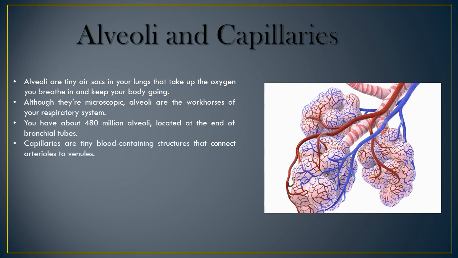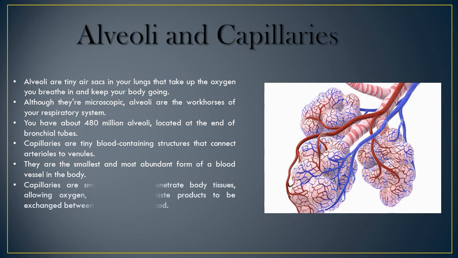Capillaries are tiny blood-containing structures that connect arterioles to venules. They are the smallest and the most abundant form of a blood vessel in the body. Capillaries are small enough to penetrate body tissues, allowing oxygen, nutrients, and waste products to be exchanged between tissue and the blood.